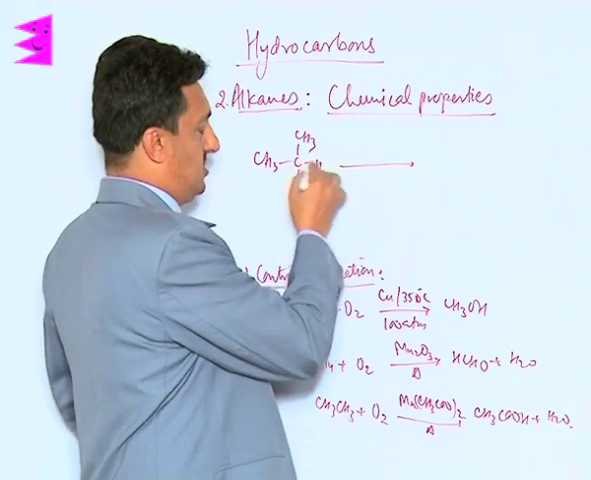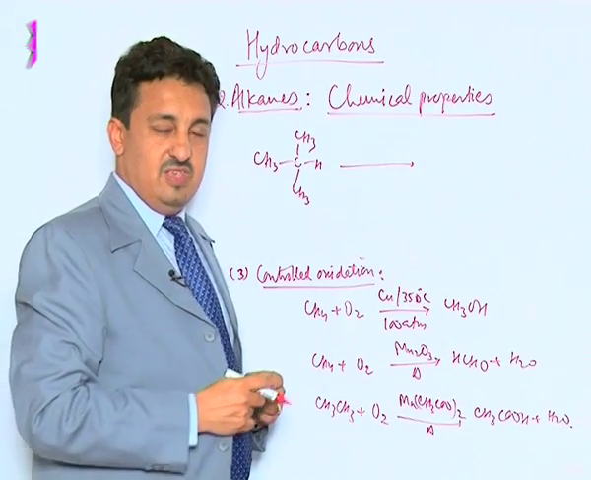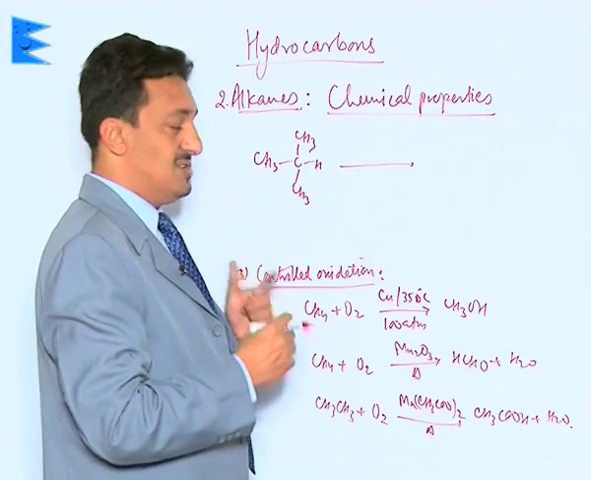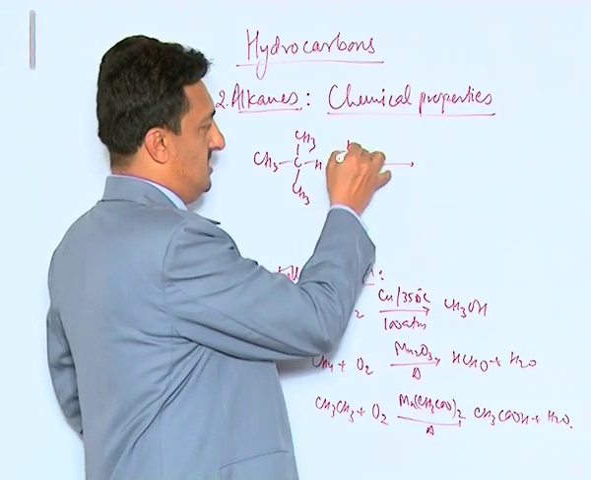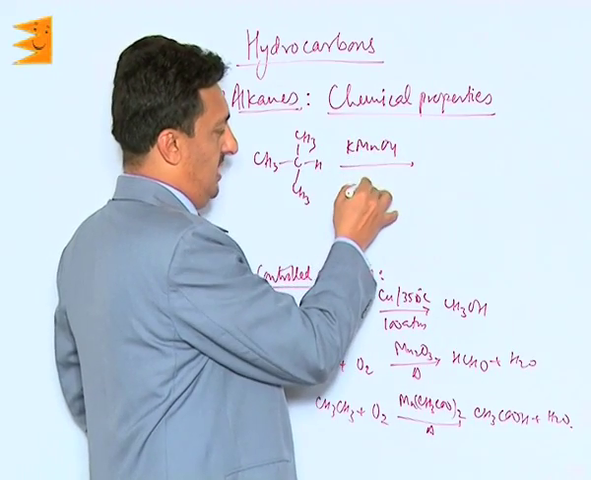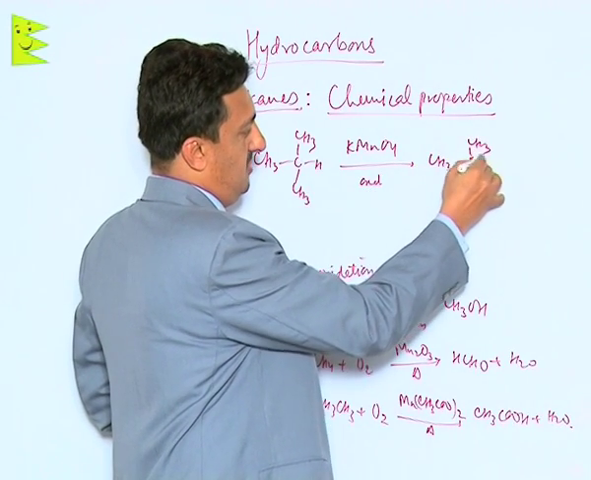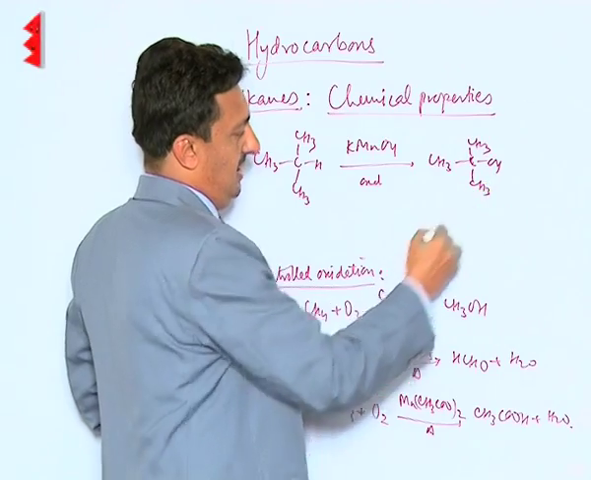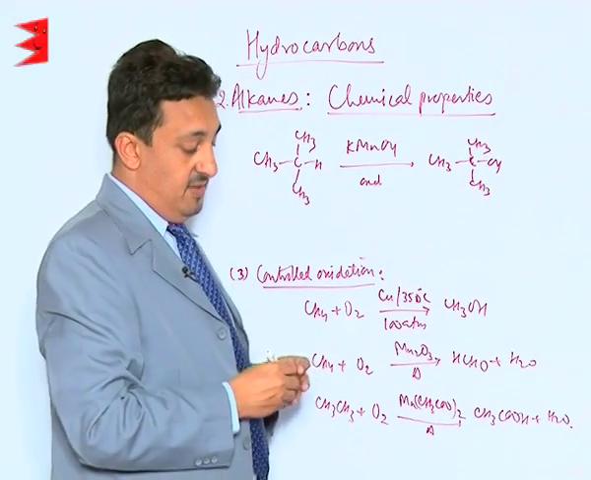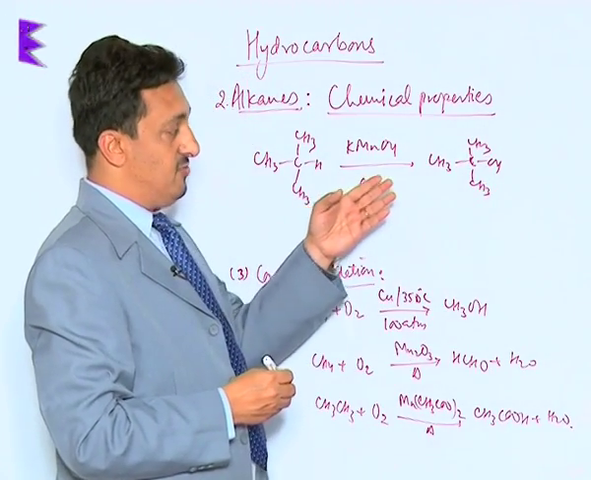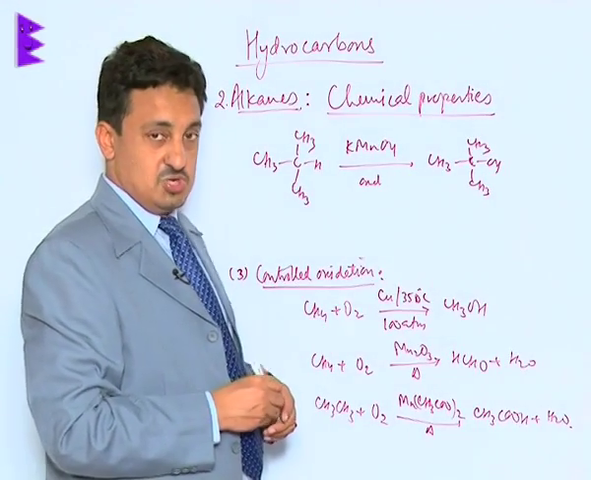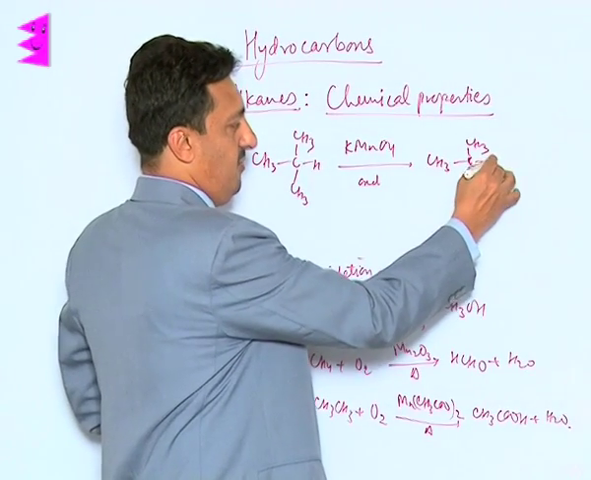Also, you need to remember that if we have an alkane which has a tertiary C-H bond, a carbon-hydrogen which is a tertiary hydrogen, on oxidation by KMnO4 this directly leads to the formation of tert-butyl alcohol, or we can say 2-methylpropan-2-ol, a tertiary alcohol. So it leads to the formation of a tertiary alcohol.